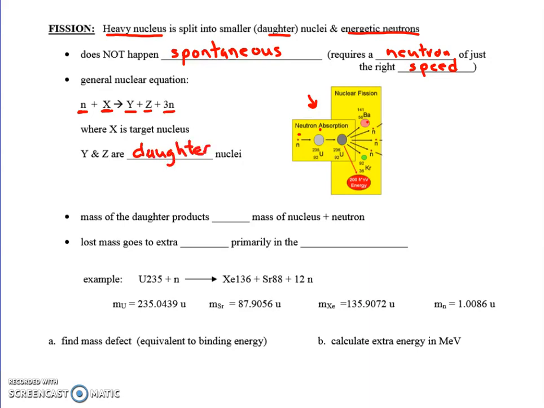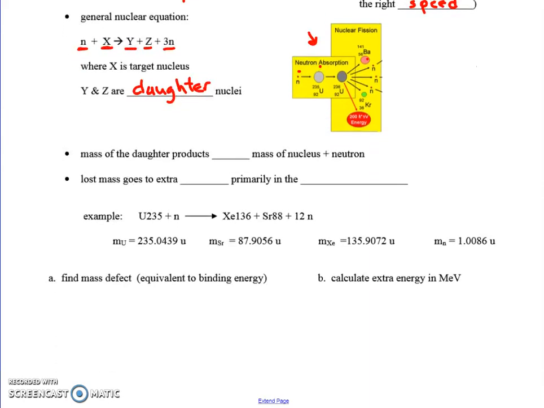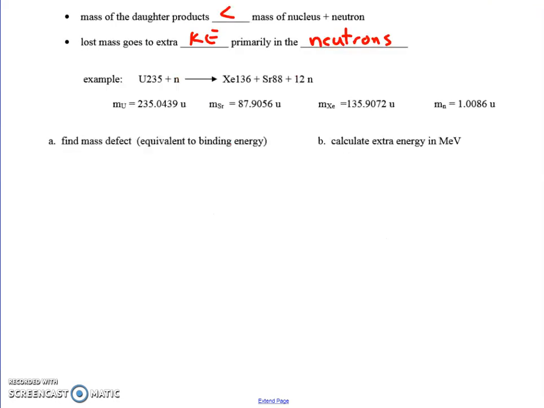Okay, so let's finish up with a quick little problem, very similar to the one before. What do we know about it? The mass of the daughter products, which would be the Y and the Z plus the neutrons, is always going to be less than the mass of the nucleus plus neutron. This lost mass goes into extra energy, kinetic energy, primarily, as you can probably guess, in the neutrons. It doesn't really go into the daughter nuclei because they're so massive, so their momentum is carried more by their mass than their velocity. Therefore, they're not going to get a whole lot of kinetic energy.